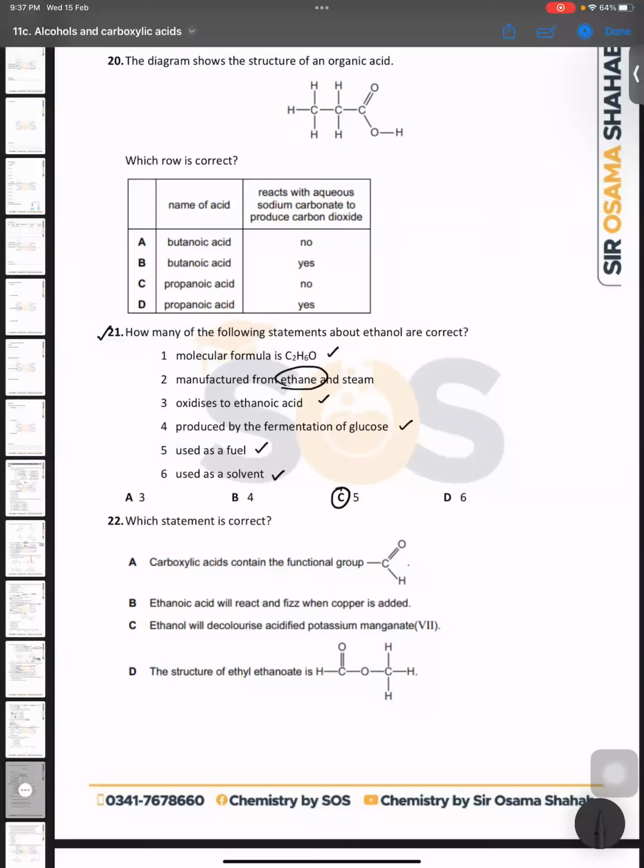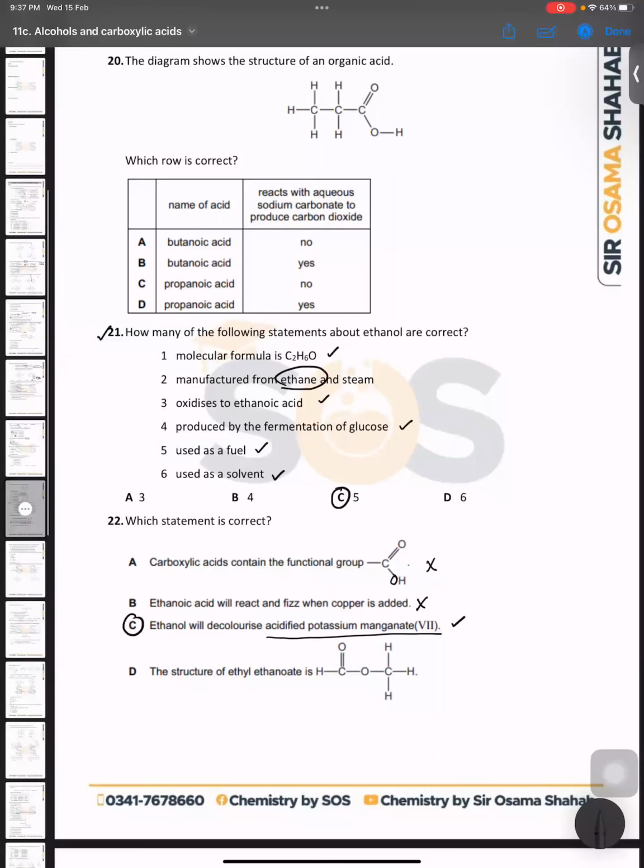Yes, sir. Then which statement is correct? Carboxylic acid contains the functional group of this. No, it contains O as well over here. So this is wrong. Ethanoic acid will react and fizz with copper. This is actually the chemical property of carboxylic acid. They can react with metals, but we know that copper is the least reactive metal. So this is wrong. Ethanol will decolorize acidified potassium manganate 7, and this is the right thing. We know that ethanol is the reducing agent, so it can decolorize the potassium manganate. Right, Bacho?